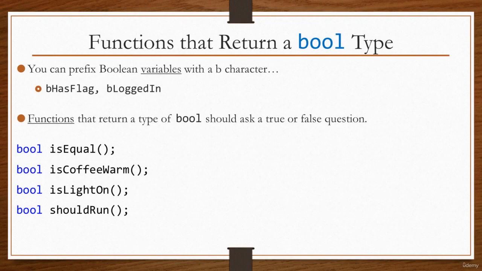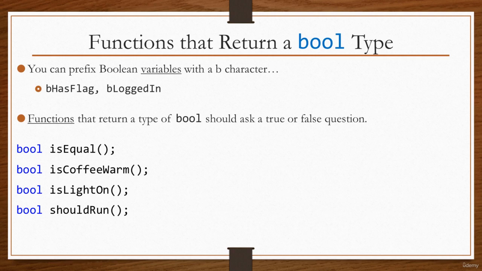Okay, before I end this video off, I want to talk about functions that return a bool type. As I mentioned when I introduced the boolean type, you can prefix boolean variables with a lowercase b character. B as flag for example, or b logged in. I prefer this convention. It's also an Unreal Engine convention. This really makes it easy for the reader, so you as the programmer or some other programmer, to see that okay, this is a boolean variable.